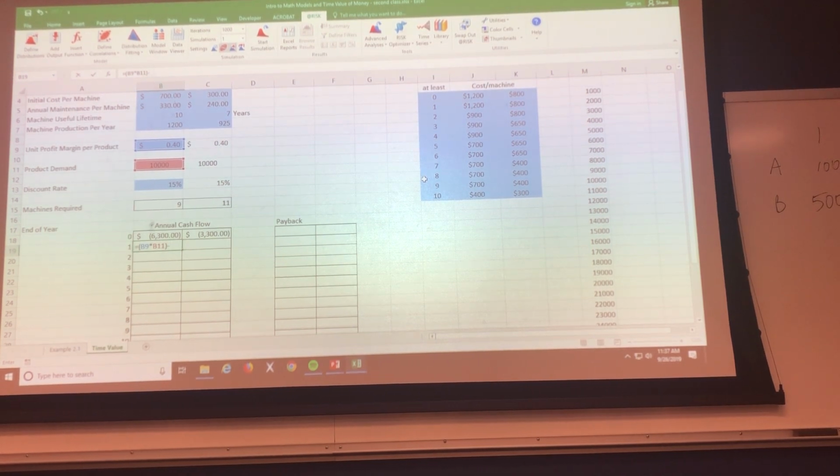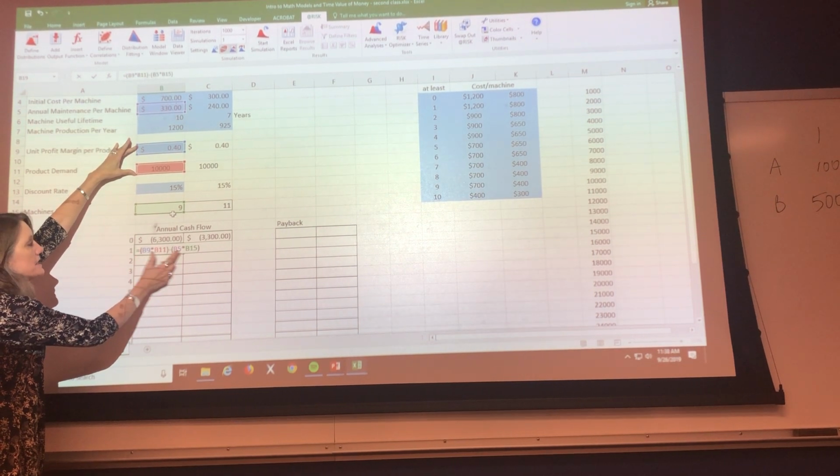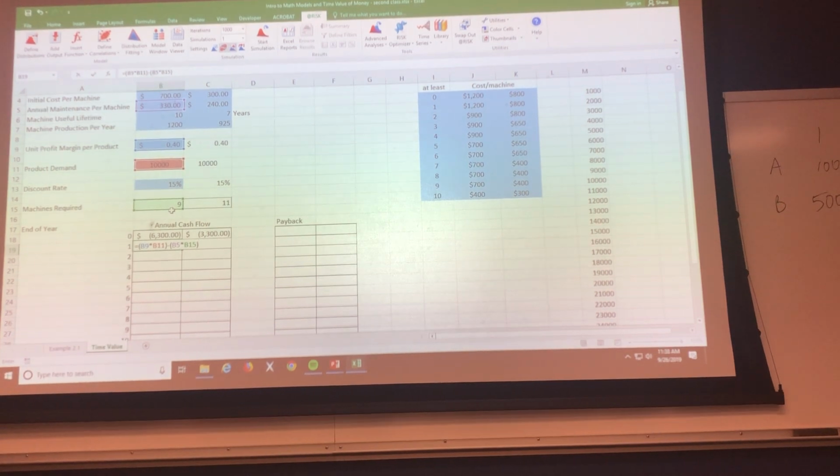But then there is actually only one outflow of cash. And what's that outflow? Annual maintenance. So I have an annual maintenance of $330, and that's per machine. I have 9 machines. So this is my cash inflow, 10,000 times 40 cents. This is my cash outflow, 330 times 9. So cash inflow minus cash outflow gives me the net cash flow.